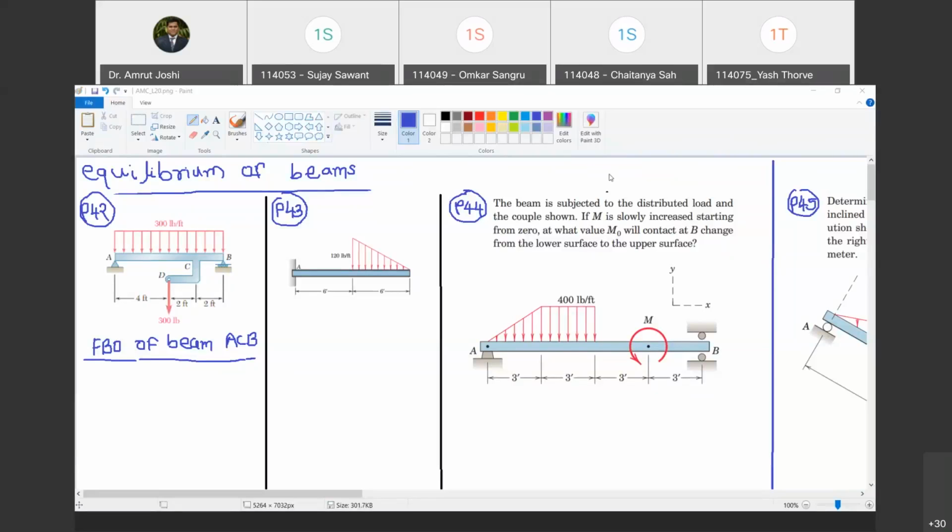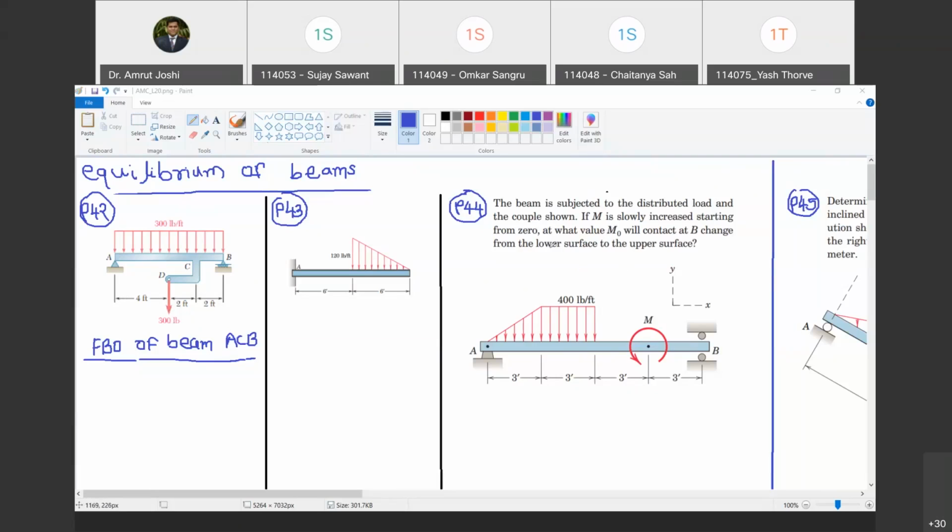To solve a few problems based on equilibrium of beams, and then we are going to march ahead. So let us look at the first problem. Here you have a supported beam. On one side you have a hinge support, on another side you have a roller support, and it is loaded with a uniformly distributed load or rectangular load of intensity 300 pounds per feet over the entire length. And then you have an arm CD, at D of which there is a point load of 300 pounds, and the distances between points A, D, and B have been given.